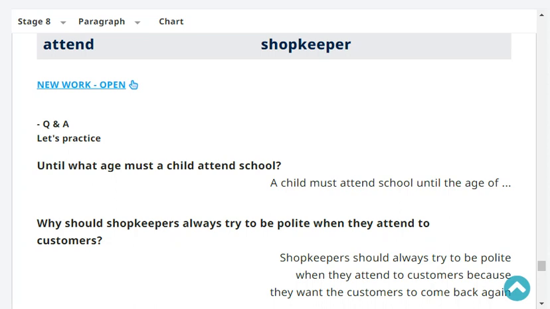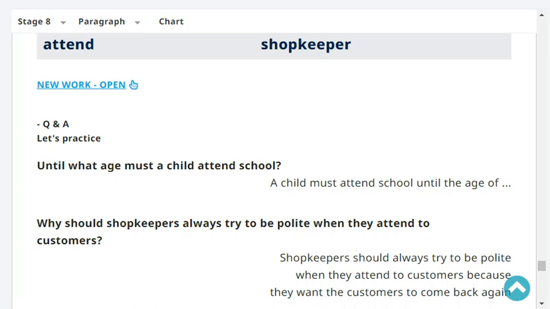Until what age must a child attend school? A child must attend school until the age of 18. Very good.